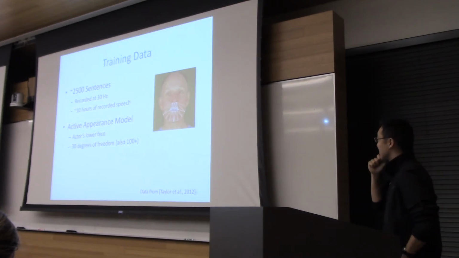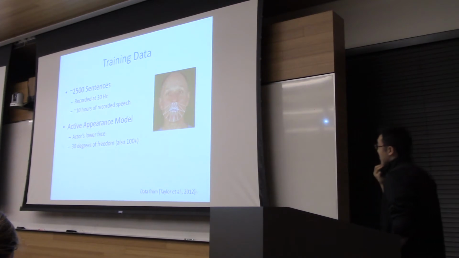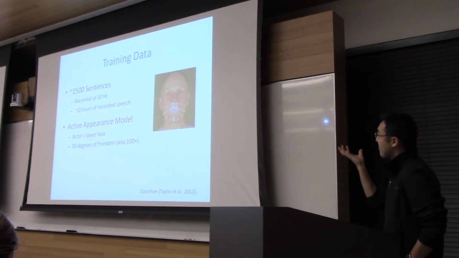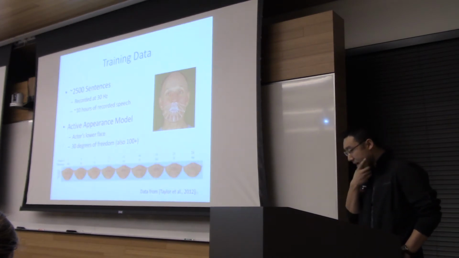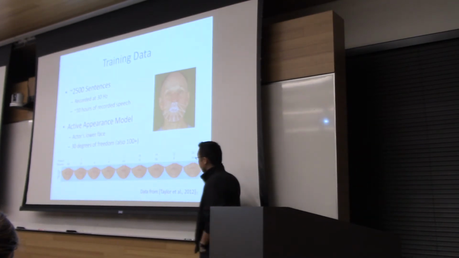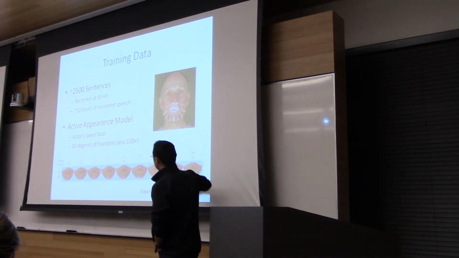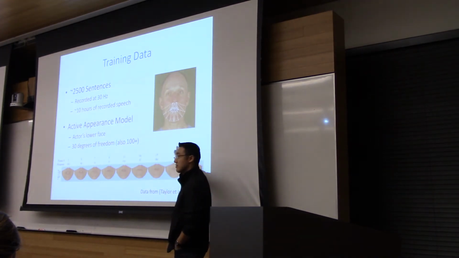And so we used standard computer graphics technology to build a model called an active appearance model of Ken's lower face. And this mouth model has about 30 degrees of freedom, right? And so here's what the training data might look like. Here's a frame-by-frame decomposition of the words X-ray vision, and here's what the mouth looks like. So this is the Y, and these are the X's.